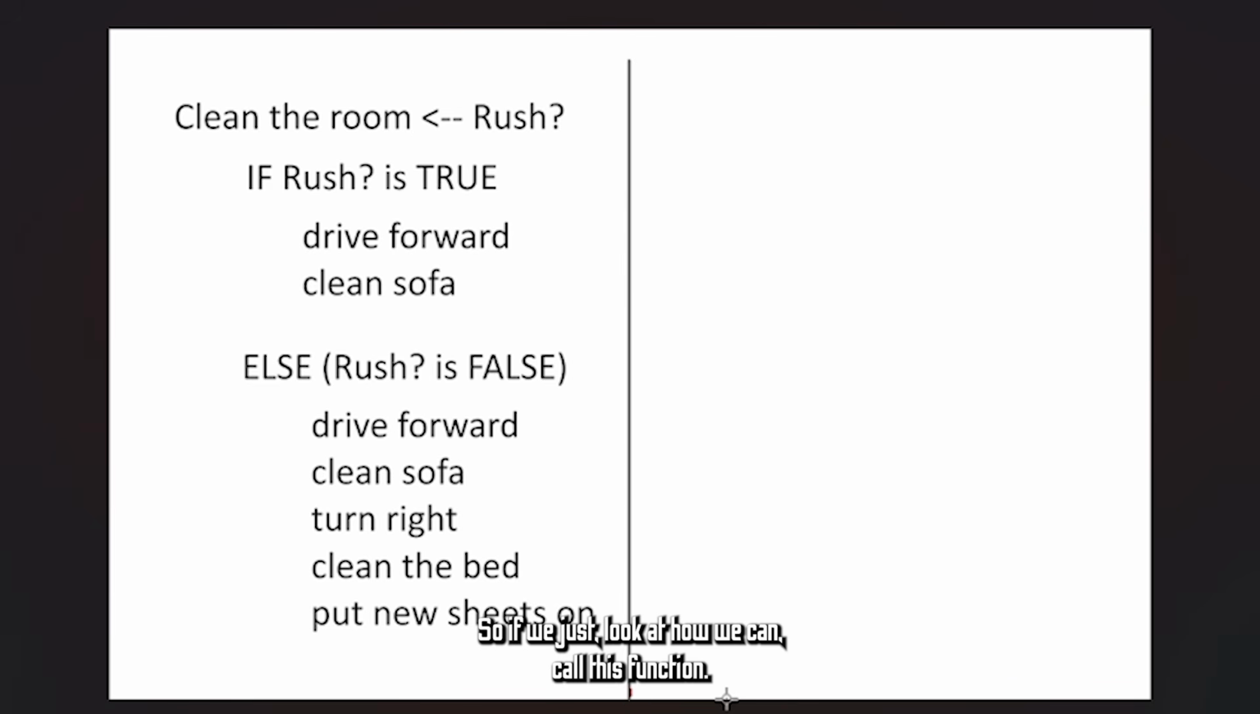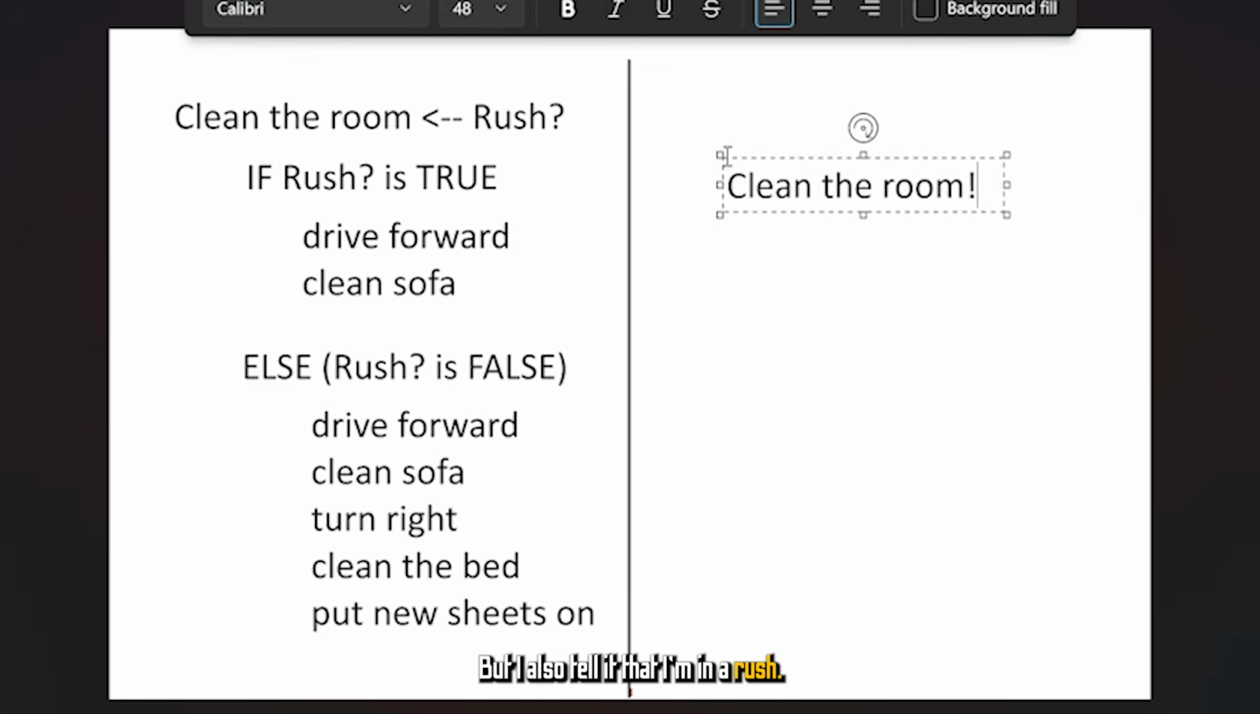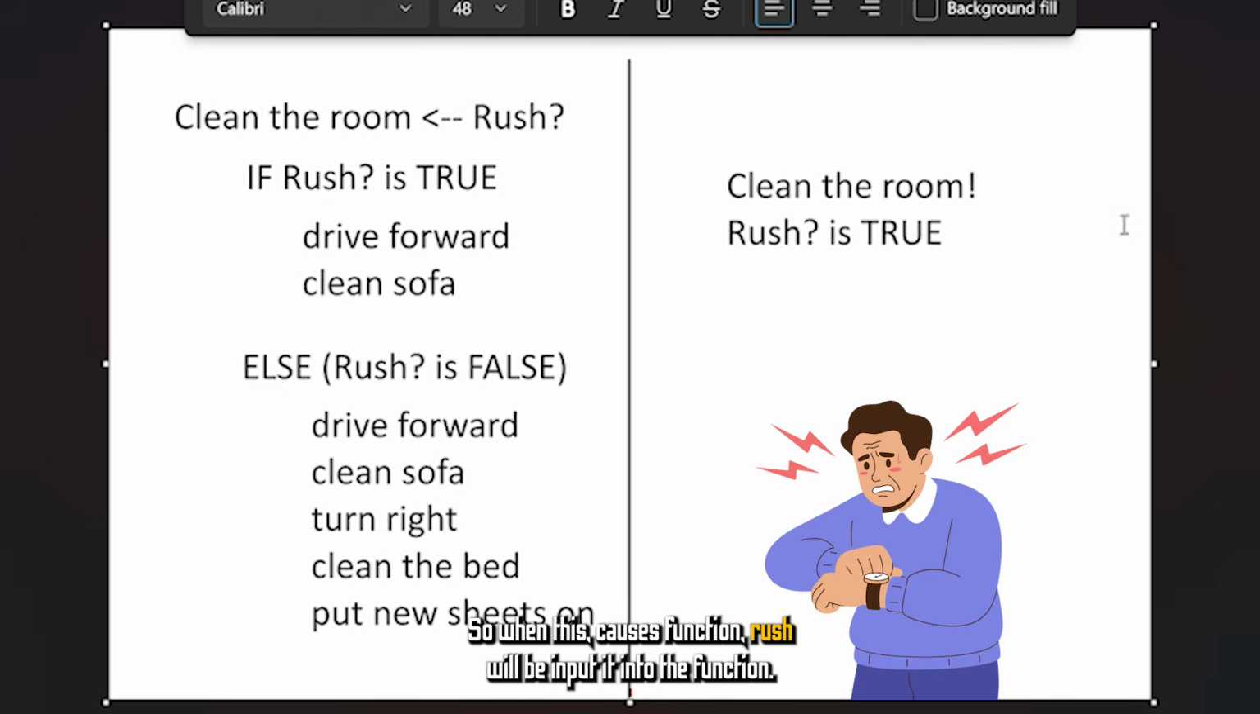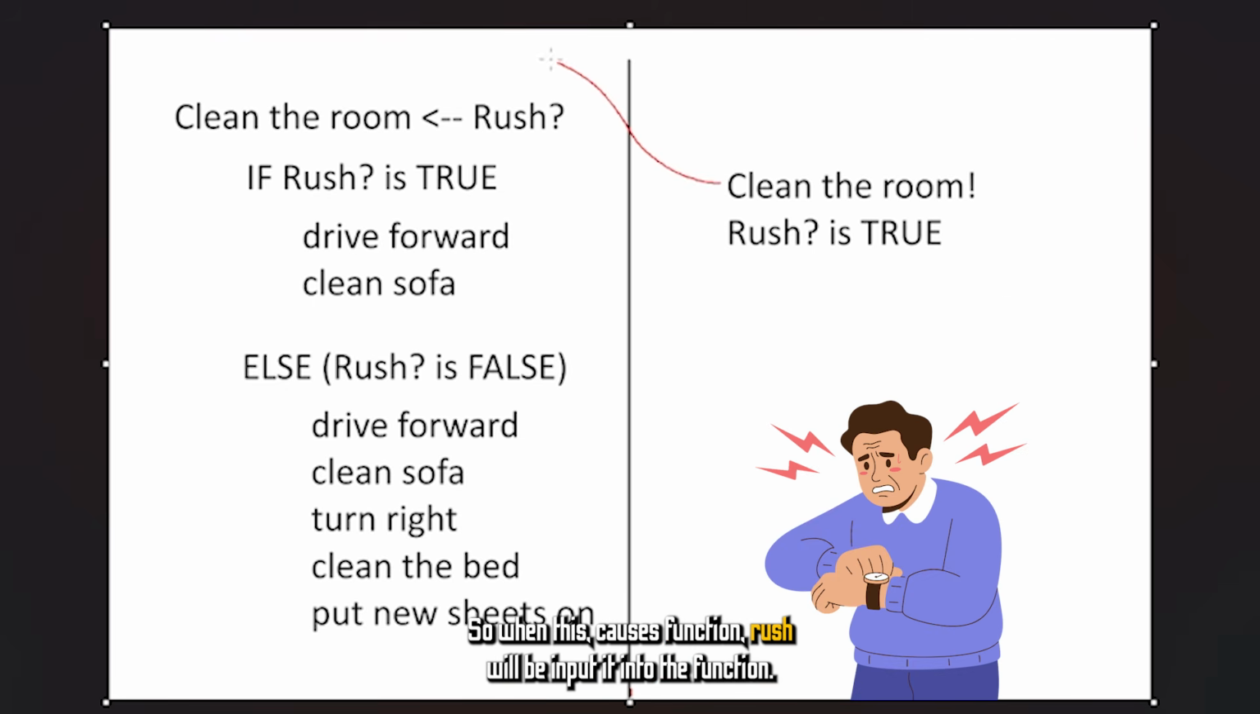So if we just look at how we can call this function. I want the robot now to clean the room, but I also tell it that I'm in a rush. So rush is true. So when this calls this function, rush will be inputted into the function.